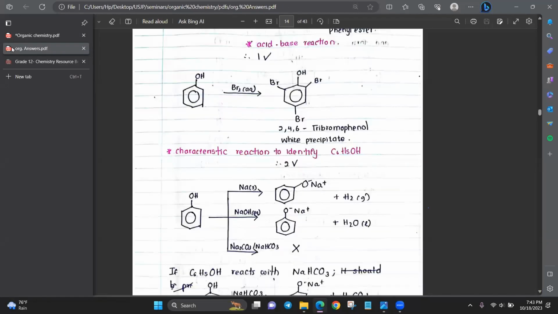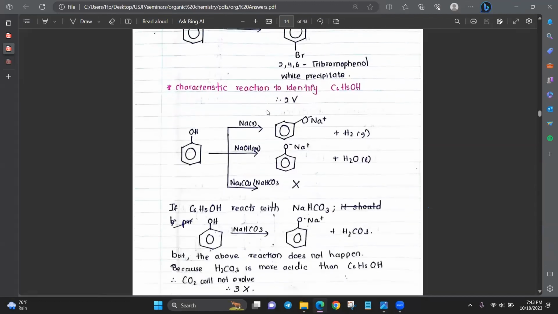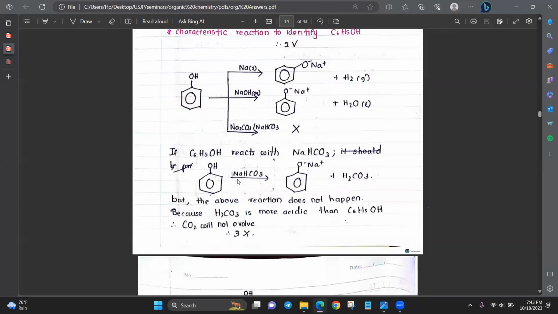Evolves carbon dioxide when treated with sodium bicarbonate. Right. So now, phenol is an acid. So it can react with sodium and form the sodium salt of phenol and give out hydrogen gas. In the same way, it can react with sodium hydroxide and form the sodium salt, but this time it gives water, depending on the reaction. But if it reacts with sodium carbonate or sodium bicarbonate, now this is a hypothetical situation, it will form the sodium salt and carbonic acid, H2CO3. Then this carbonic acid will get dissociated to water and carbon dioxide, that we know.